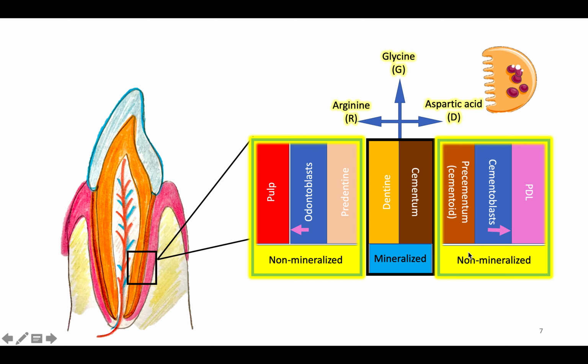and pre-cementum. If any damage happens to the pre-cementum or the predentine, then the mineralized tissues will become exposed, the RGD peptide sequence will become exposed, and odontoclasts will be attracted to the cementum and dentine, and the resorption process will start.